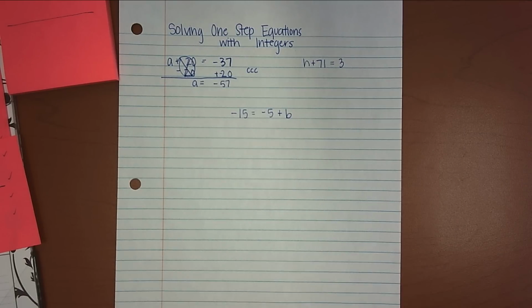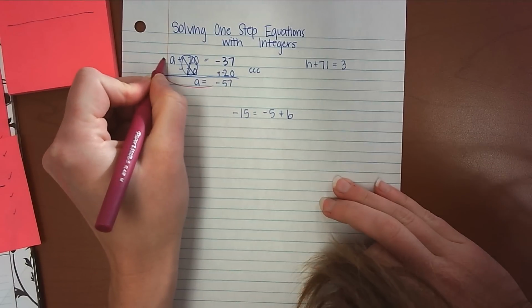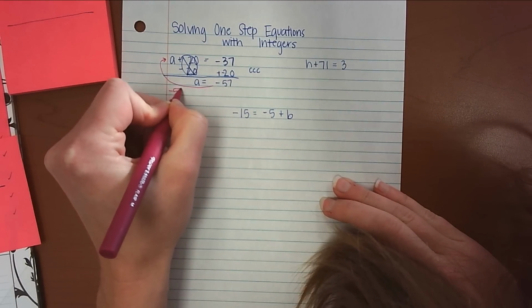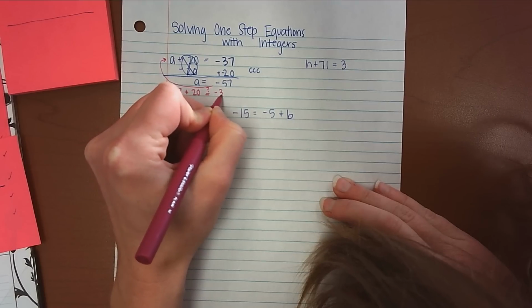If I want to go back and check my answer, I can always do that. That's not a problem. So if we plug this back into the original variable, negative 57 plus 20, we want to know, does that equal negative 37?